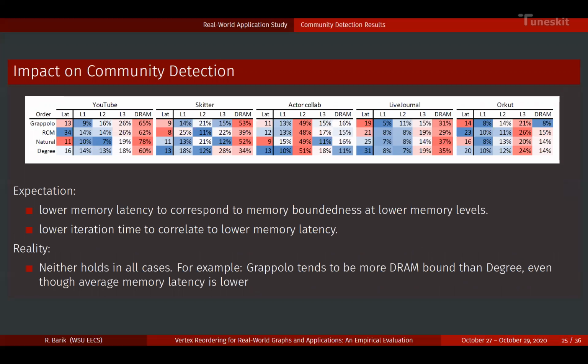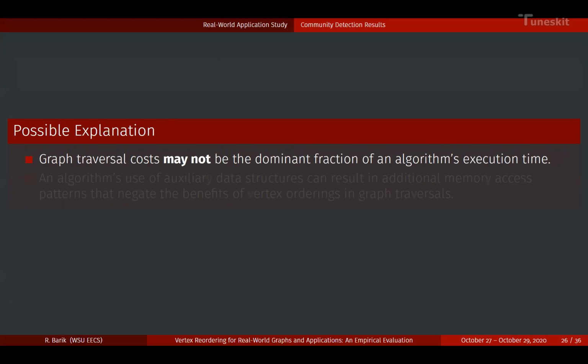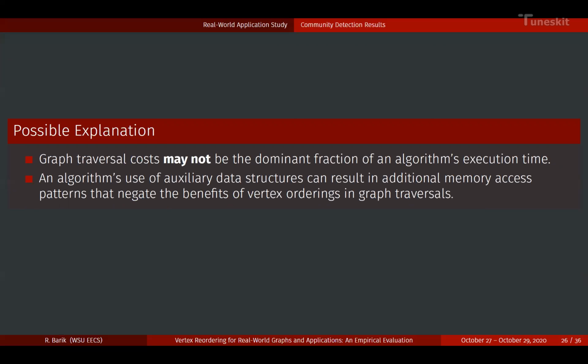Grappolo ordering tends to be more DRAM bound, even though we were expecting it to be more L1 or L2 bound. We believe that the graph traversal cost may not be the dominant factor in an algorithm's execution time. The algorithm's use of auxiliary data structures, here it is a C++ map that contains the community structure, can result in additional memory accesses that negates the effect of ordering.